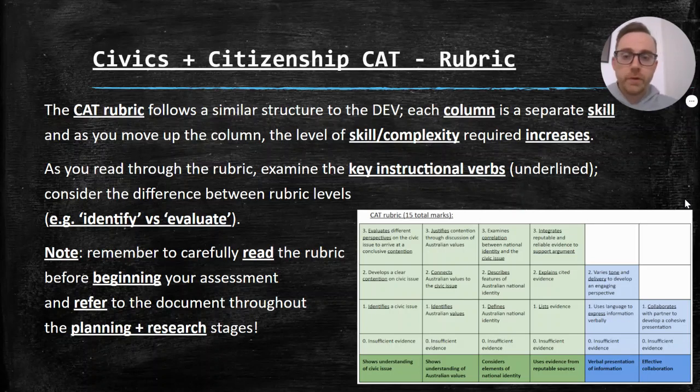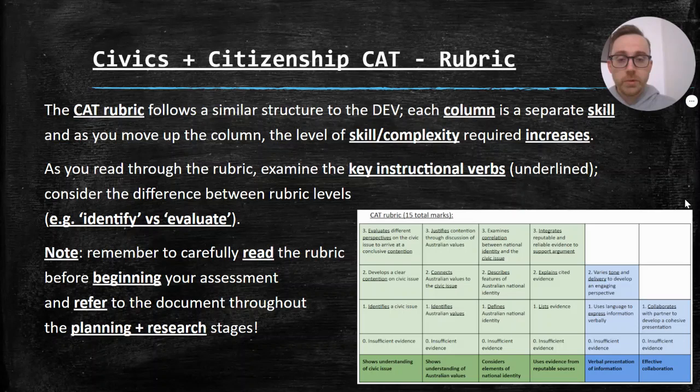Now, the CAT rubric follows a similar structure to the dev, so it shouldn't look too scary and too unfamiliar. You've got your green and blue. We've even used the same color scheme. So each column there is a separate skill. And as you move up the column, the level of skill and the complexity required increases, which is why you get 1 mark, 2 marks, 3 marks as you move up the column.